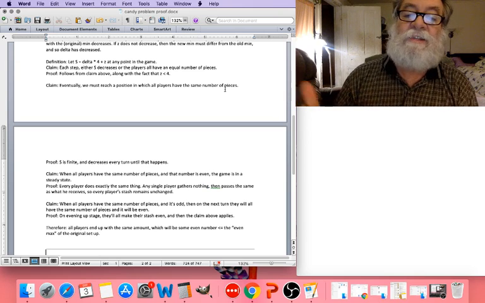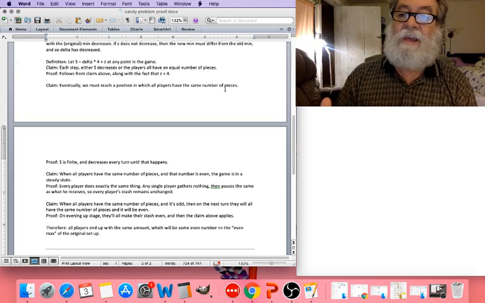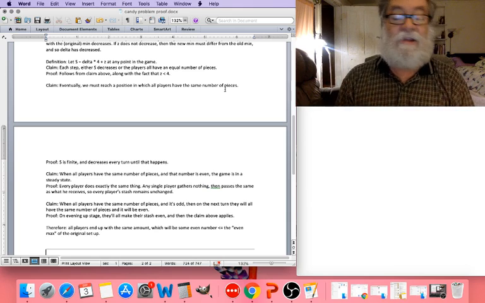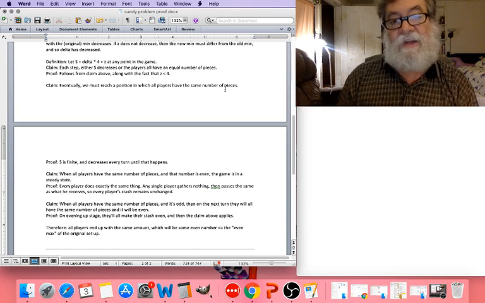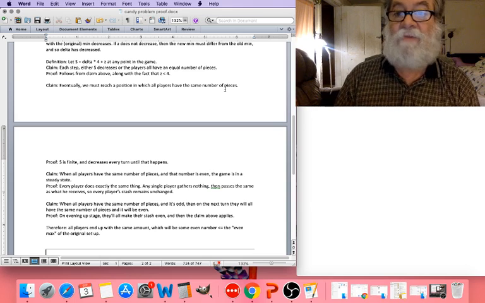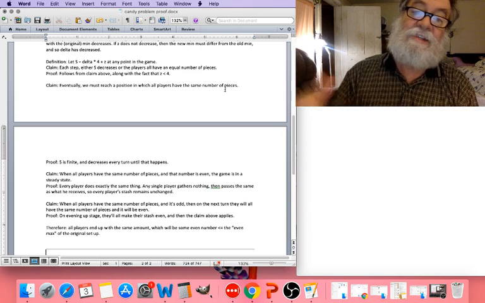One is that if everybody has the same number of pieces and it's even, then the game's in a steady state, meaning nothing changes. And it's obvious because every player does exactly the same thing. They receive nothing, they pass the exact same amount as they receive, and they end up with the same things as before. And then I just have to quickly deal with a special case where they all have the same thing, but it's odd, like they might start that way with 5, 5, 5, and 5.